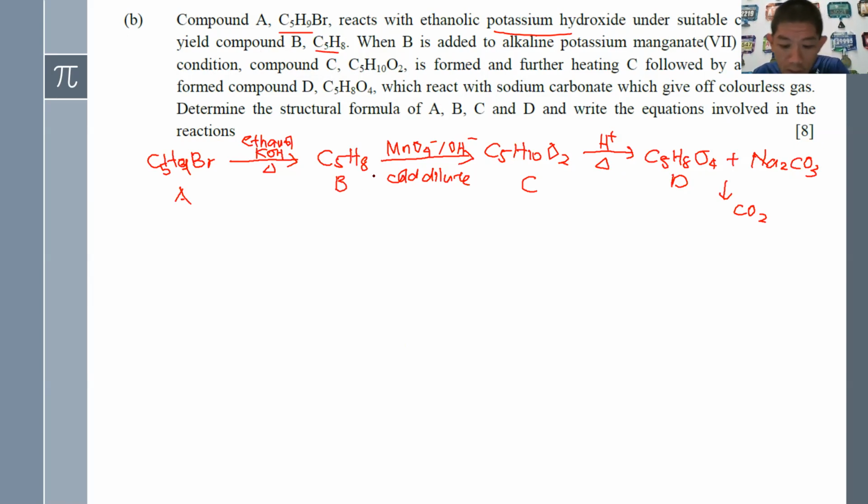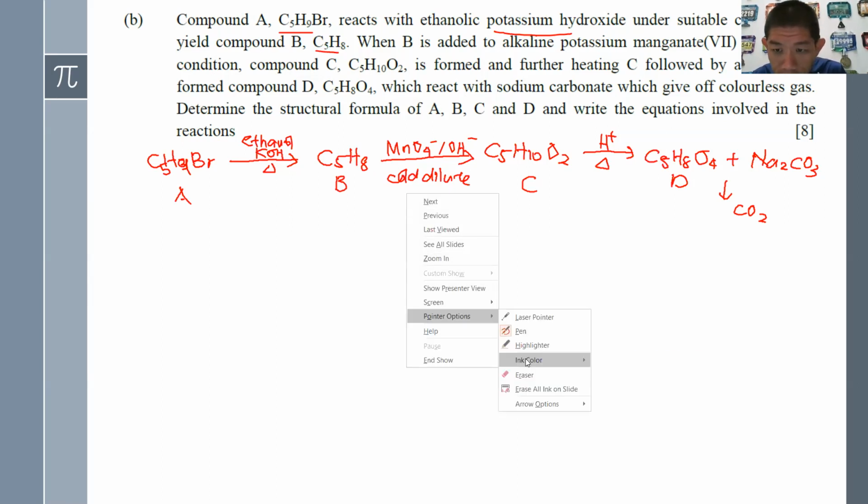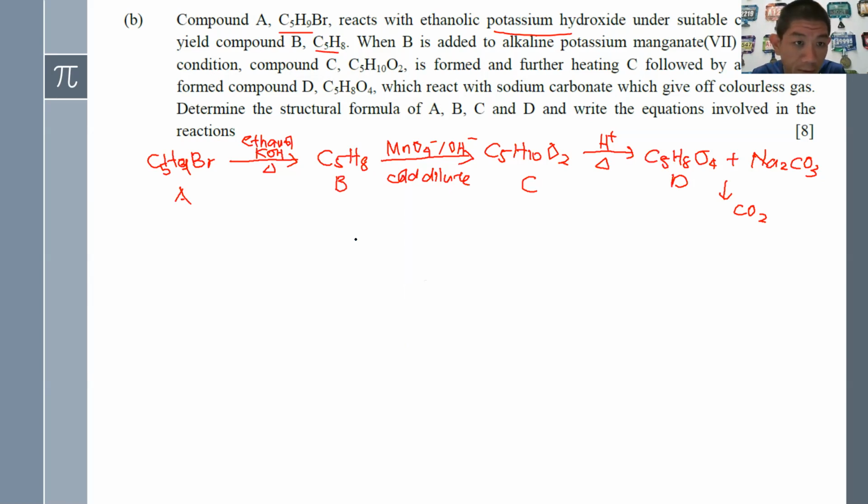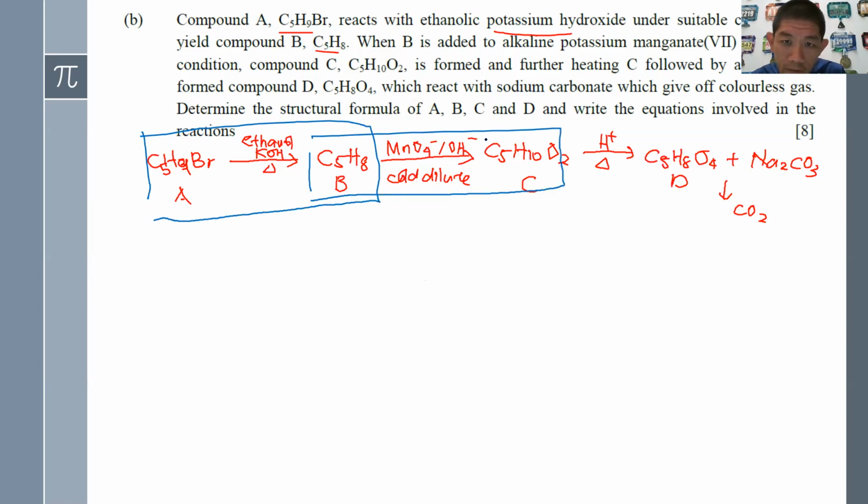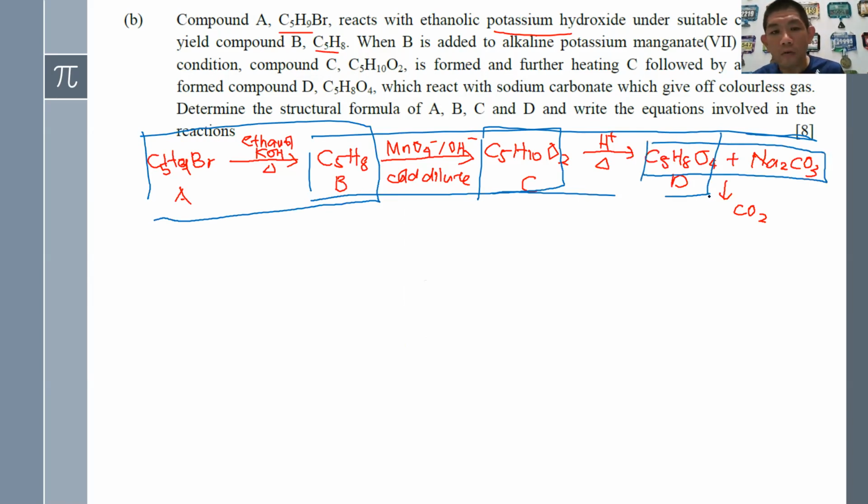So how many equations can you see in here very clearly? How many reactions can you see? From A to B, 1. Then from B to C, 2. Then from C to D, 3. And then D reacts with the sodium carbonate. So 4 equations. A, B, C, D, each 1 mark. 4 equations, 1 mark each. So altogether 8 marks. So very straightforward questions.